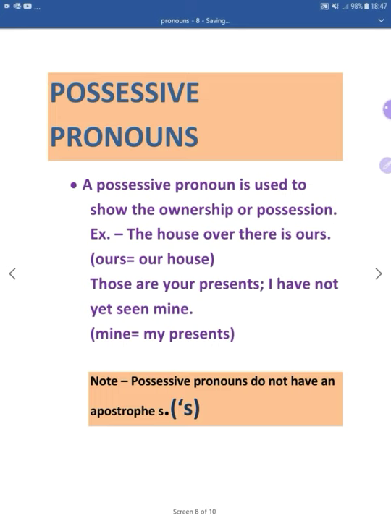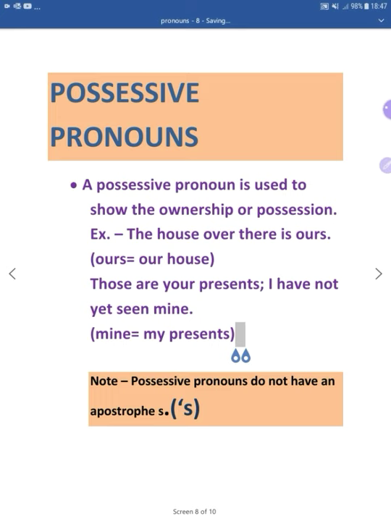Do you remember what you have learned yesterday? Yes, correct. We have learned about personal pronouns. Next in the series is the possessive pronoun, the types. So, what is a possessive pronoun? It is quite simple. A possessive pronoun is used to show ownership or possession.